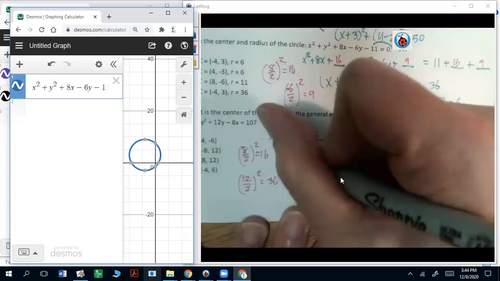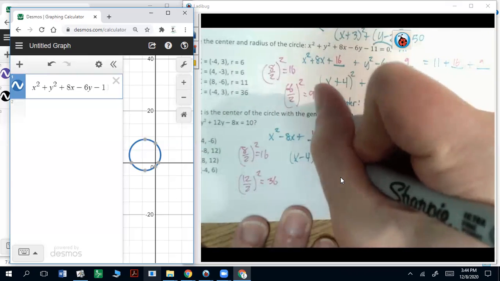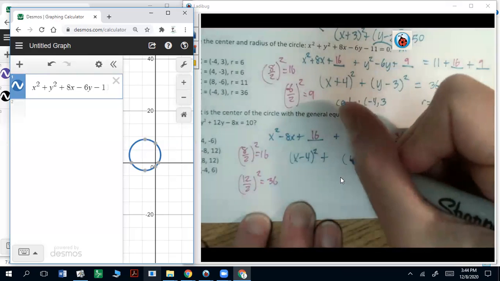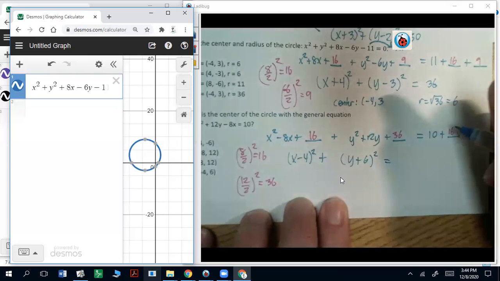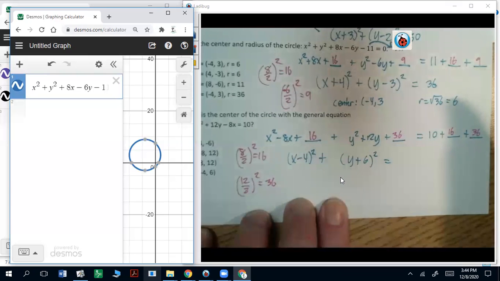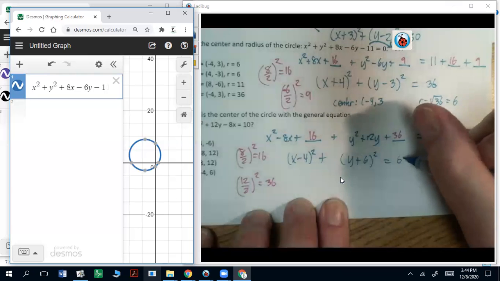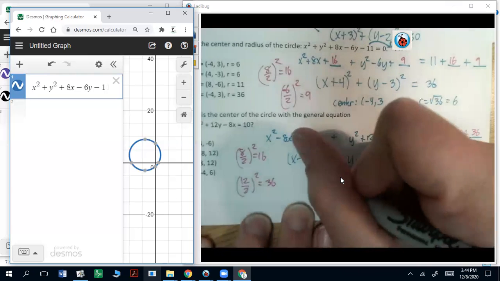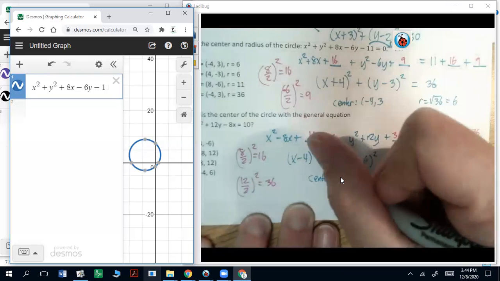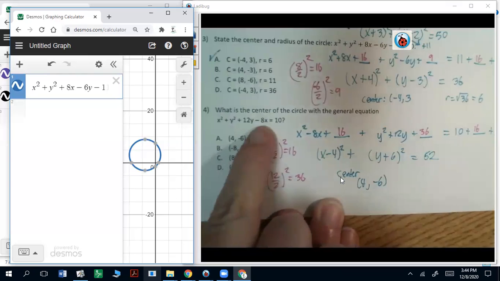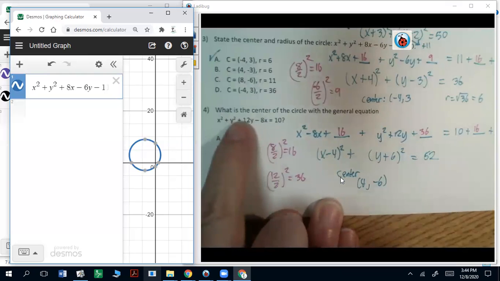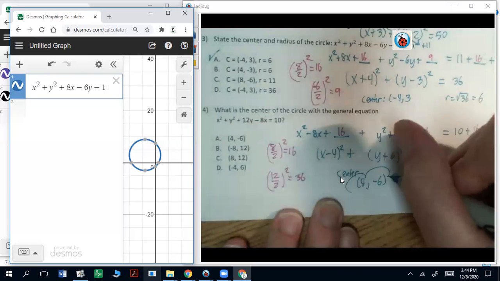So it's going to be (x - 4) squared, (y + 6) squared. And then these numbers, 10 plus 16 plus 36 should be 62. But we just want to know the center. So the center is going to be the opposite of these numbers. So it's going to be positive 4 and negative 6. And you can really just take this 8 divided by 2 and flip the sign. Same with the 12 to get that center. Or you could graph it.